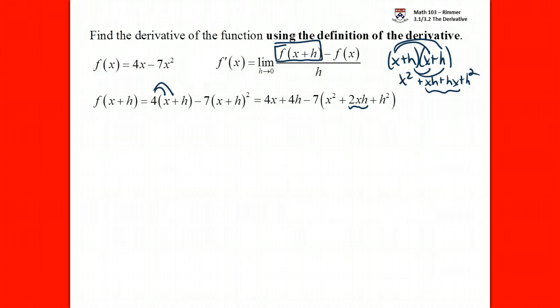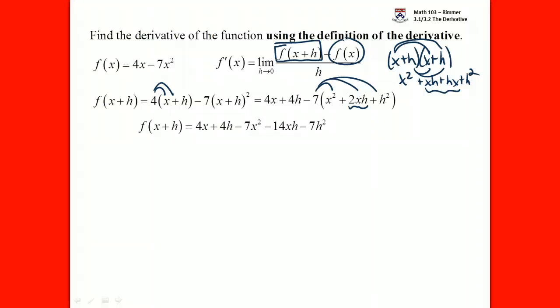Okay, so after we're done simplifying it, I guess the next step would be for us to distribute this -7 across. After that point, though, we need to subtract from that just the function f of x. So we distribute the -7 across. We'll get -7x squared and -14xh and -7h squared. From this, we are to subtract the original function, f of x.